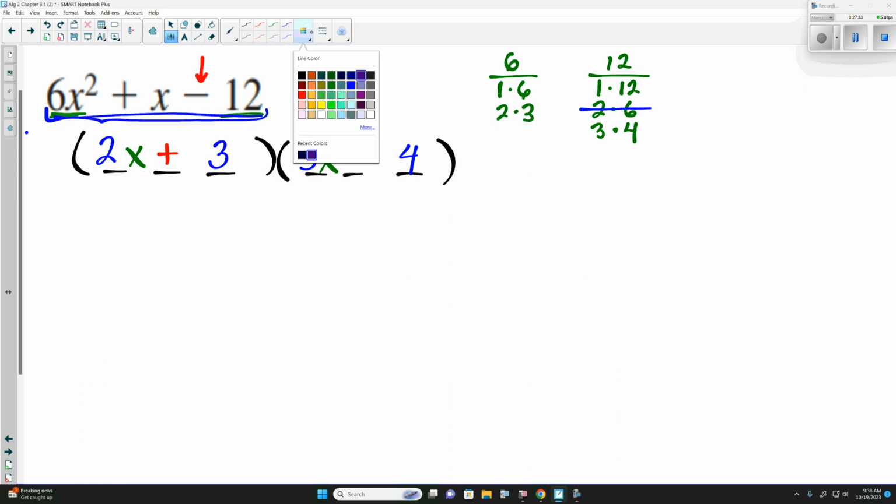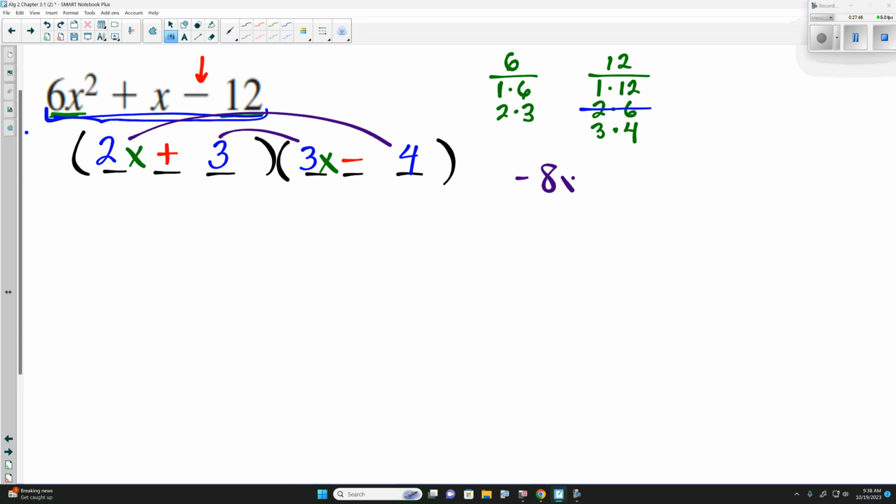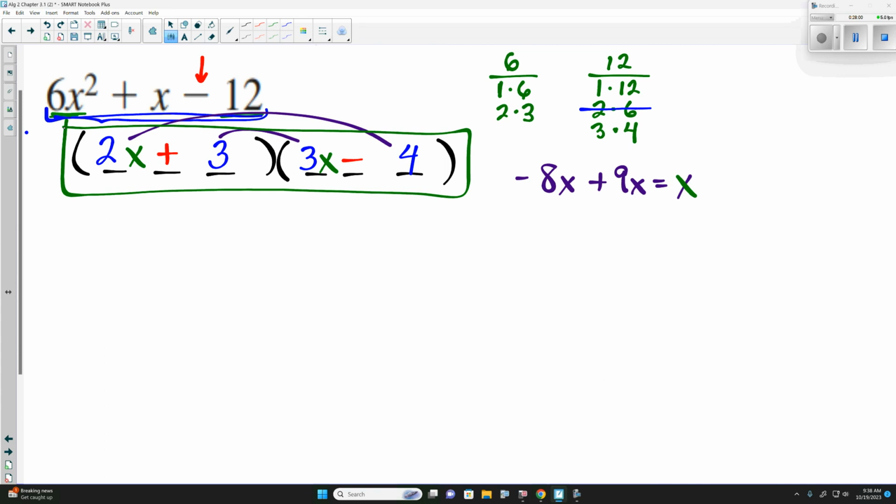But again, with any of these here, even if all of what we just said kind of went over your head, that's fine. Pick a set of factors of each, plug them in, check. 2x times negative 4 is negative 8x. 3x times 3x is plus. So that's it. For the most part, yes.